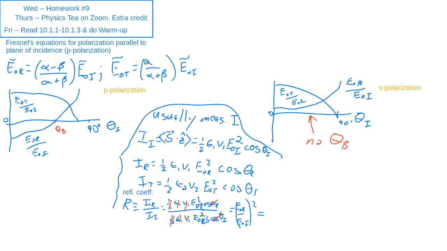We have the expression for this right up above. This is going to be alpha minus beta over alpha plus beta, whole thing squared, just from Fresnel's equations up above. We can do the same thing for transmission, and for that it's going to get a little bit weirder. Our transmission coefficient.